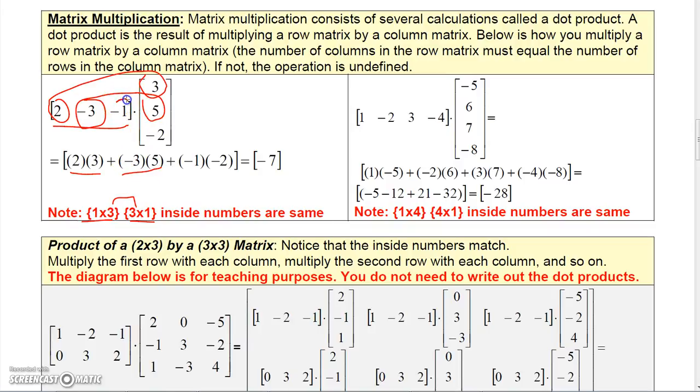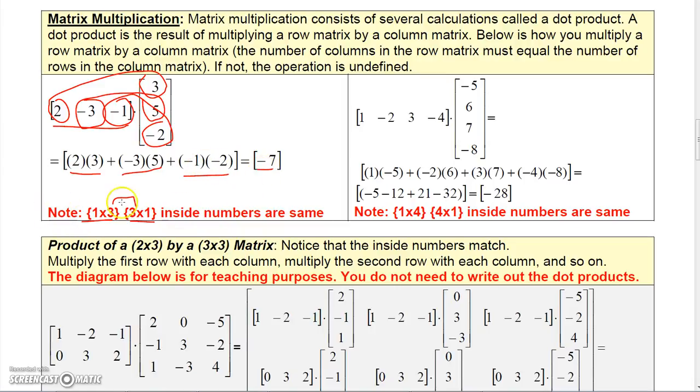And then take the third entry in the row and multiply it by the third entry in the column. And that would be negative 1 times negative 2. And then when you finish, add them all up. And 6 minus 15 is negative 9. And then plus 2 would give me negative 7.